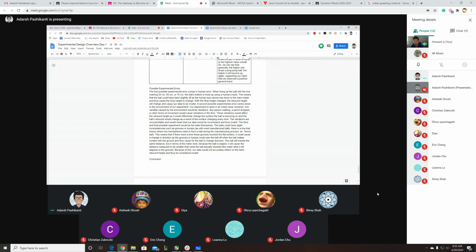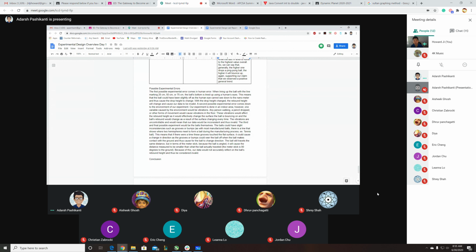So if you read what I wrote, it says when lining up the ball to the line marking 25 centimeter, 50 centimeter, and 75 centimeter. If you look at this, you'll see that I'm trying to be as descriptive as possible because these proctors don't have a visual image. They're not going to look at the experiment and try to find what you're talking about. You have to describe every aspect of the experiment yourself. I guess this part's really good for people who can actually visualize it in their head, which is exactly what I do.